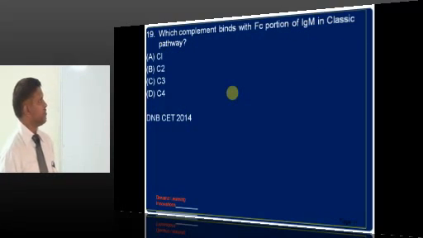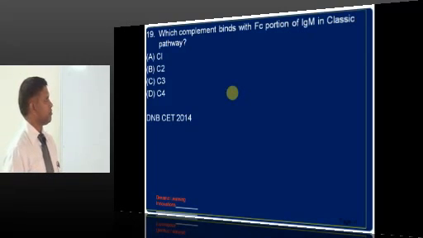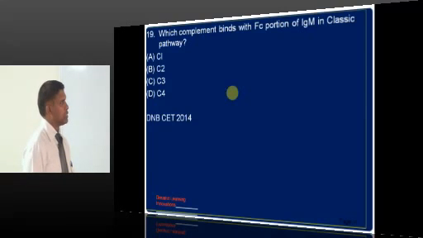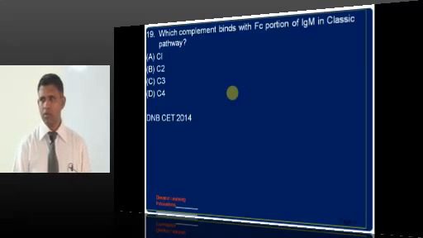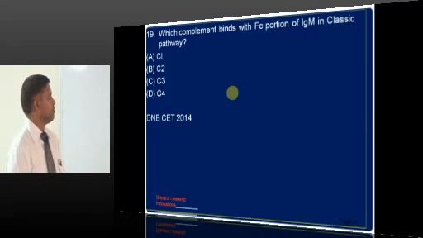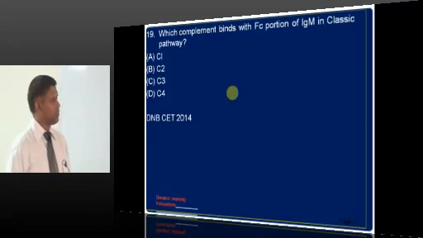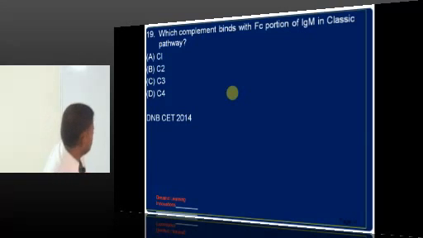Which complement binds with the Fc portion of IgM in the classical pathway? C1, no doubt about it. Just to touch on the complement pathway, because there is no question paper without the complement in DNB.